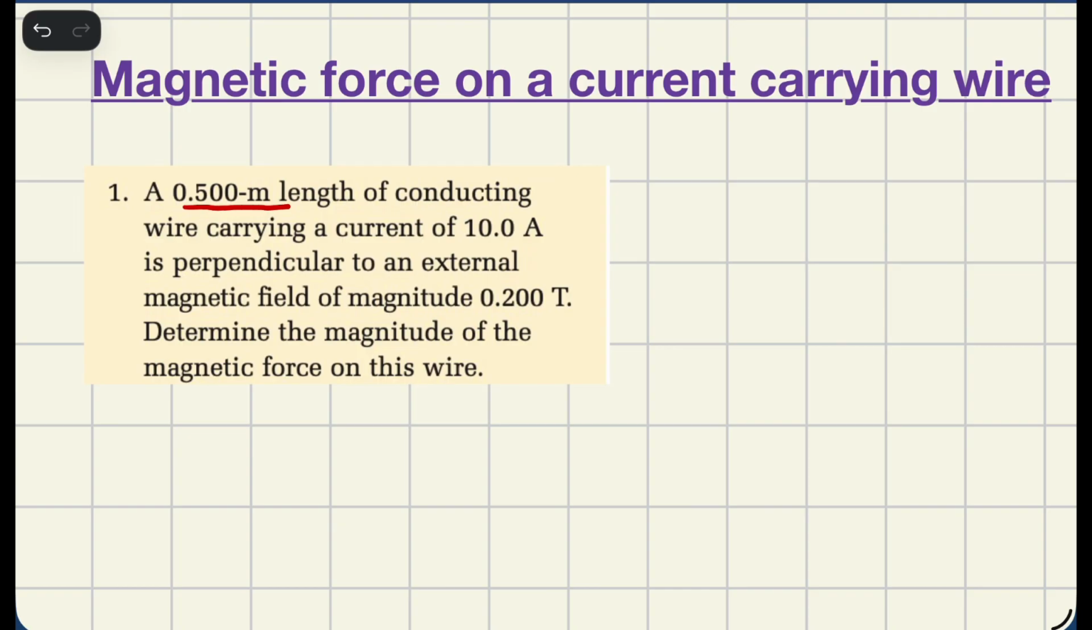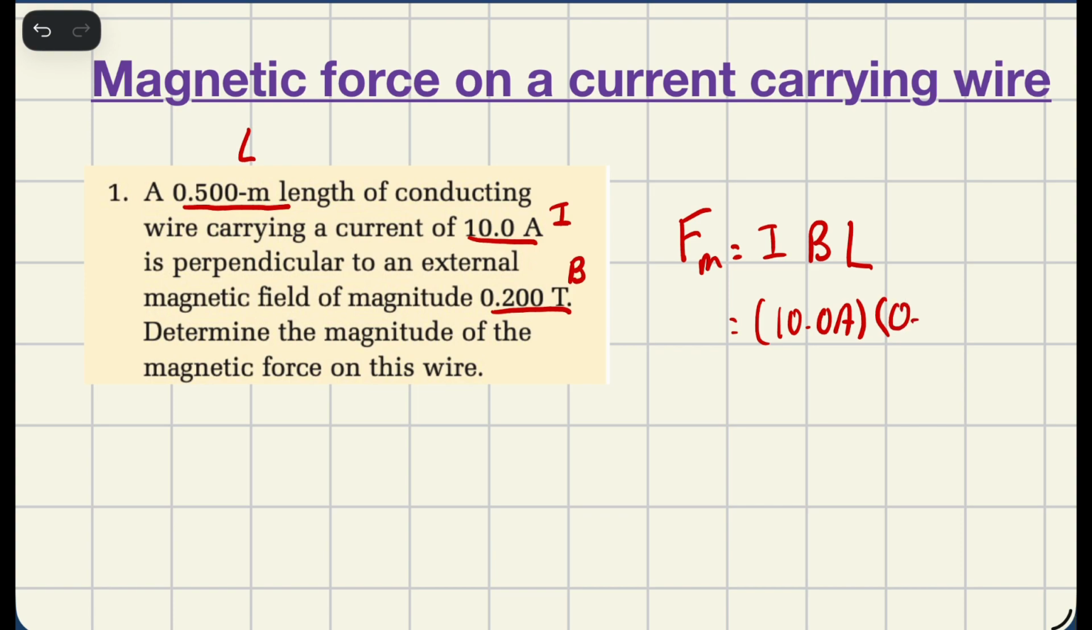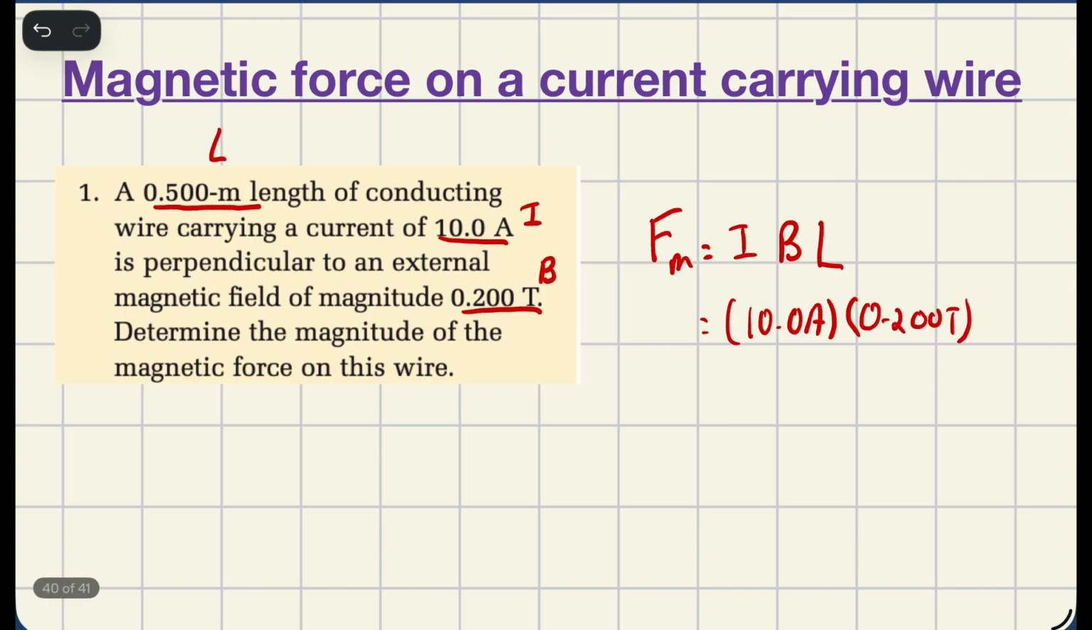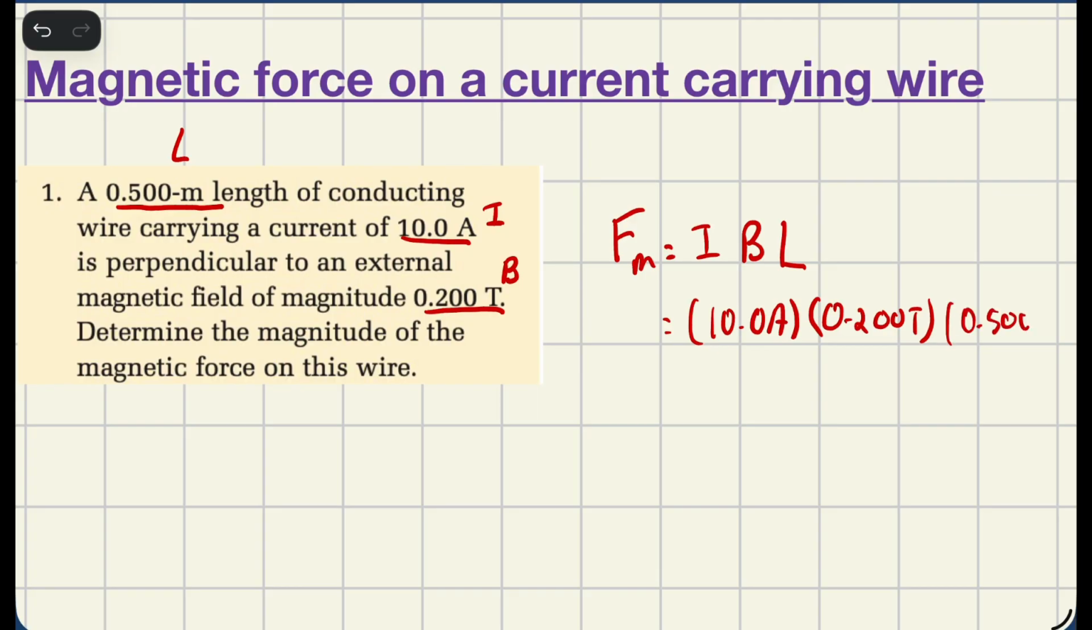So quickly labeling everything we give it here, this is going to be the length of the wire. We have our current given in amperes, and then we have our magnetic field strength here. And so if we want to figure out the magnetic force, we could just use this formula where it's the current multiplied by the field strength multiplied by the length of the wire, and then plugging in everything as follows. We get this approximate value over here, about 1.00 newtons of magnetic force.